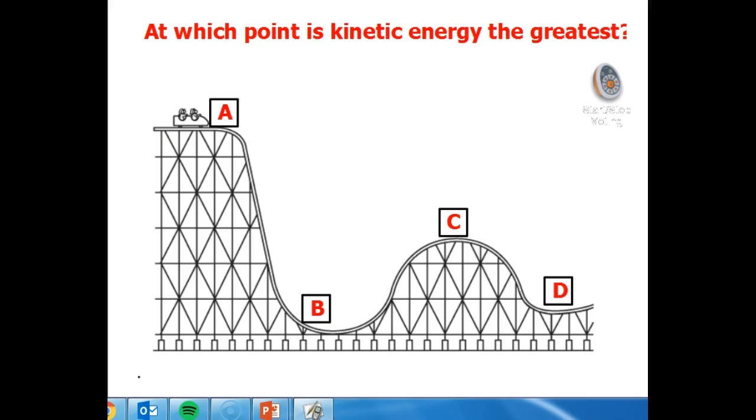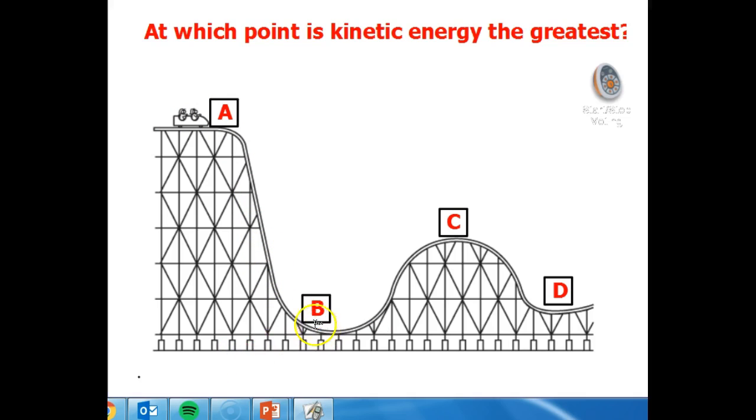Now let's try this one. At which point is kinetic energy the greatest? Where would you have the most motion? Yeah, the answer is B. At the bottom, right before we hit the bottom of that tallest hill, we had the most motion because at this spot here, we've received all this stored energy, and we'd really be moving here.